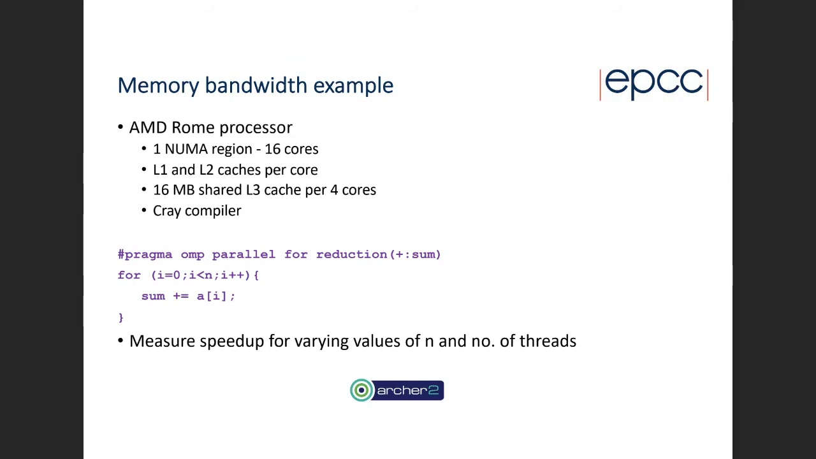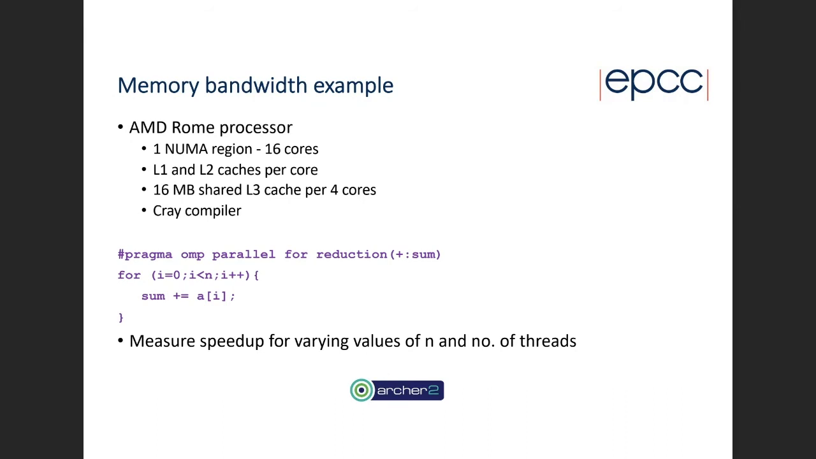Okay, so I try not to throw too much experimental data at you in these talks, because I think it can just be overwhelming. But I'm going to show you the results of one experiment here, on the AMD ROM. I restricted myself to running inside one NUMA region, so just up to the 16 cores inside a single NUMA region. So there are no NUMA effects going on here.